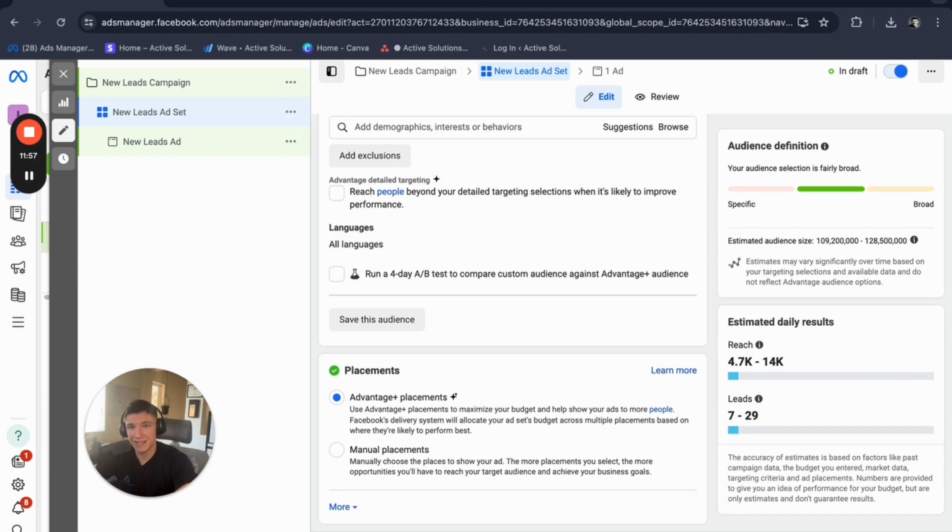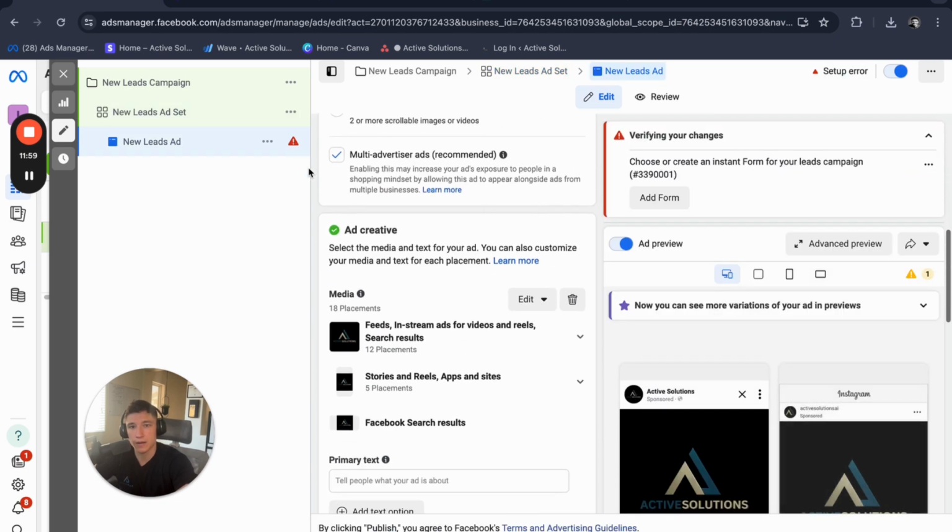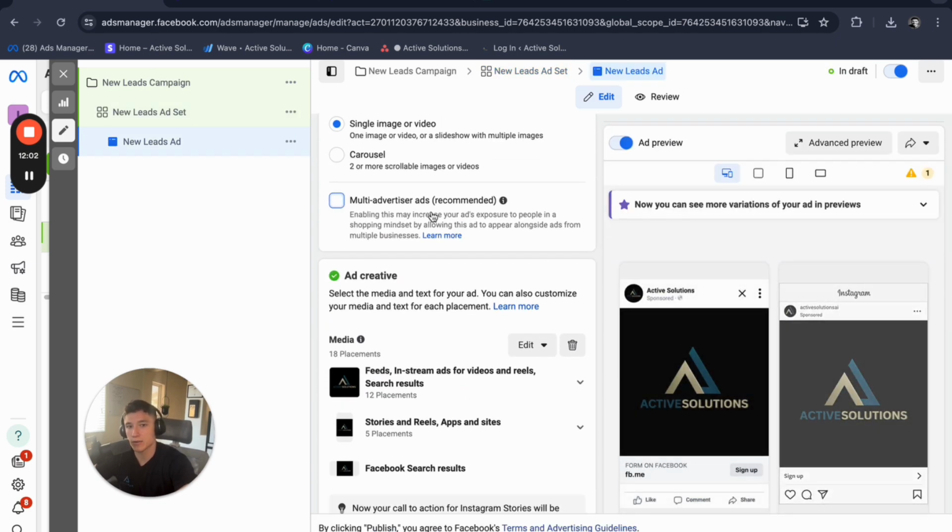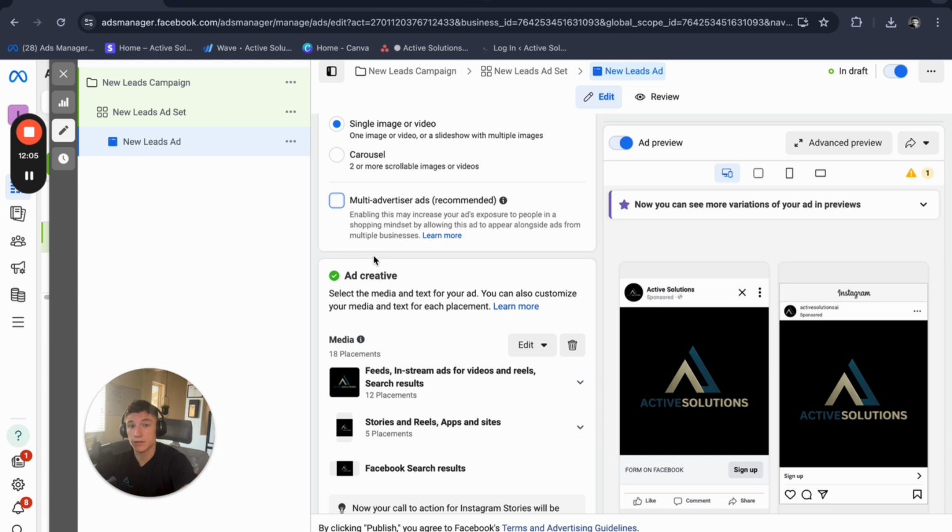And then we're going to go into the ad. So multi-advertiser ads, you're going to want to always turn this off. It's going to trick you into saying that your ad's going to get more exposure, which is true. Your CPM is definitely going to go down. CPM is cost per 1,000 impressions.